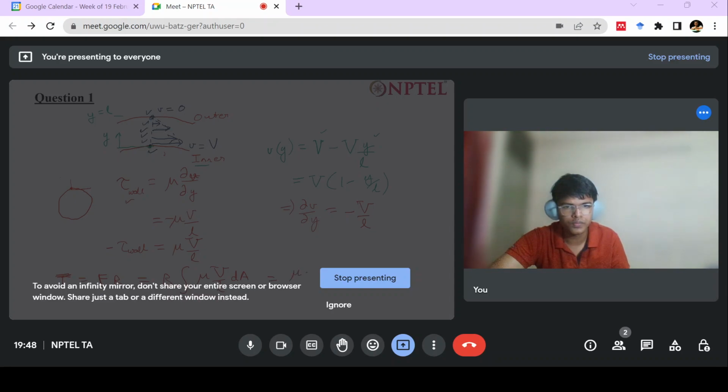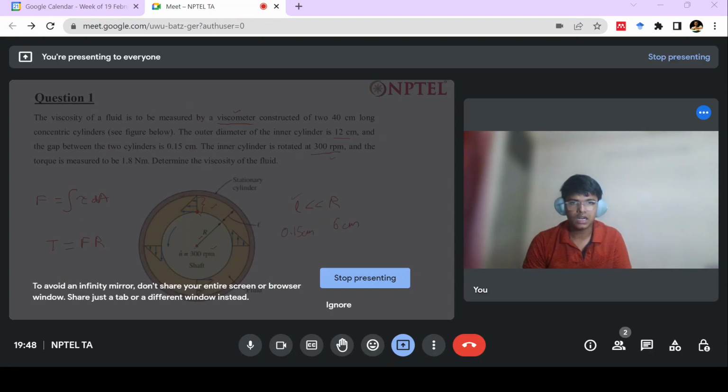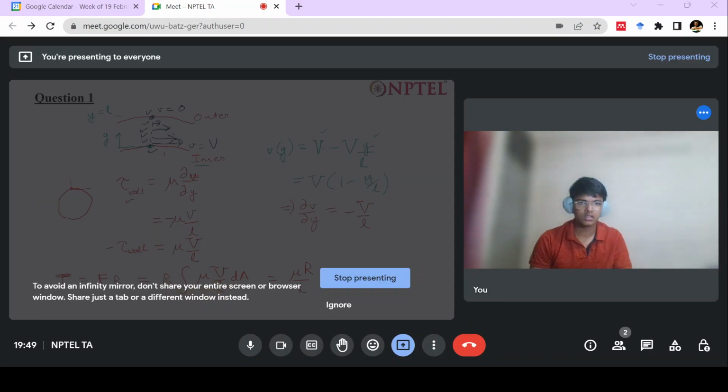So this is mu. What is v? V is the velocity of the inner cylinder at this point. So what will that be? That will be simply omega into r, where omega is the rotation, the angular velocity. So I can replace this using omega into r. So this is the constant, and this into area, because this is integration dl, so that will be area.